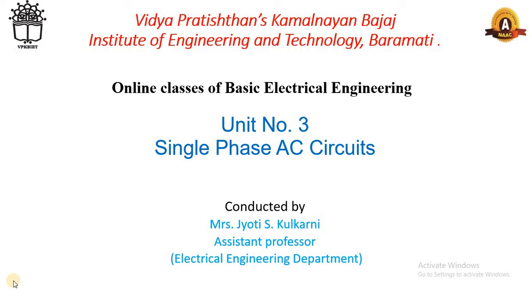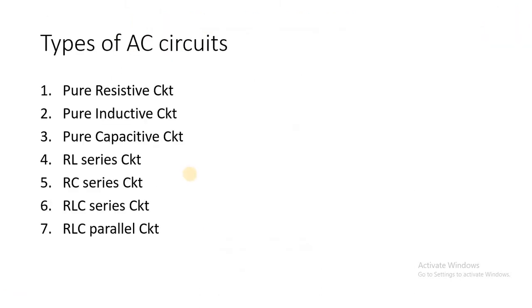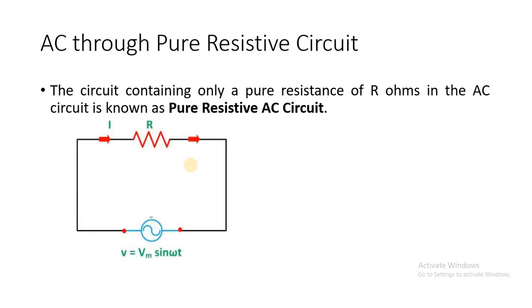So this unit number 3 is the single phase AC circuit. In this particular unit of single phase AC circuit, we are going to deal with the 3 important components: resistor, inductor and capacitor. How the resistor, inductor and capacitor behave when they are connected with single phase AC supply. So let's go and learn the first circuit, that is pure resistive circuit.